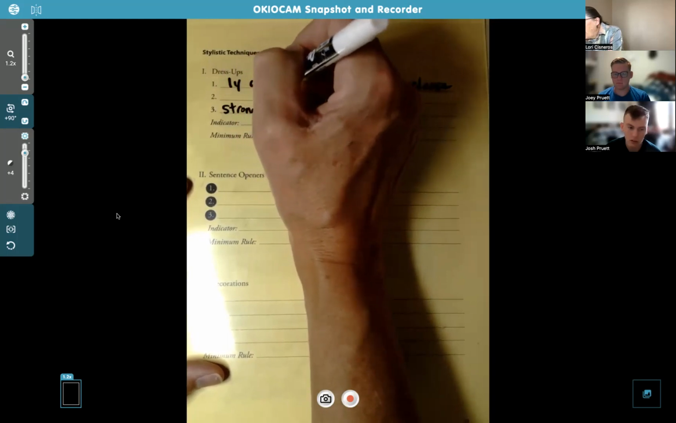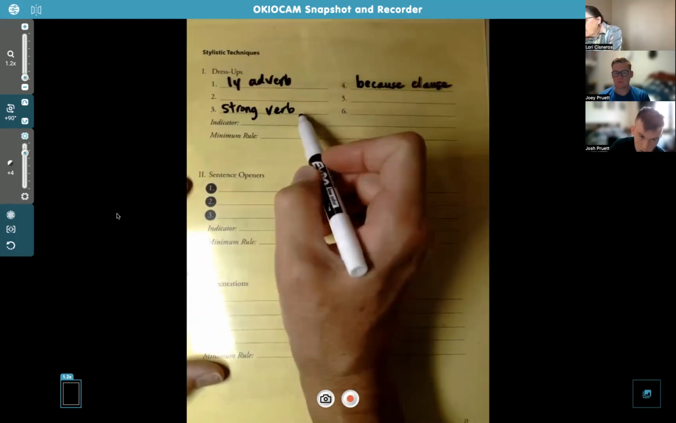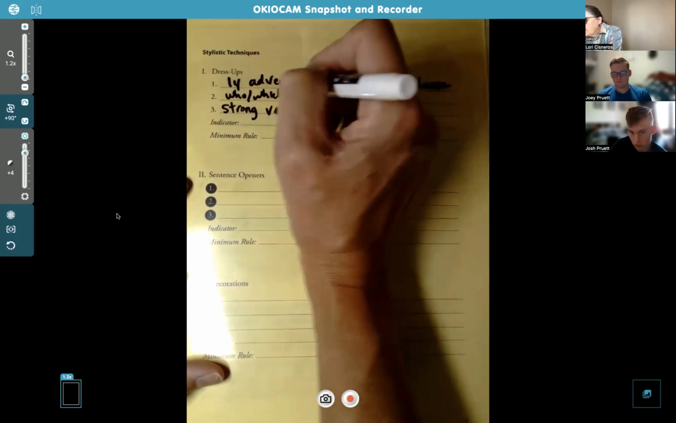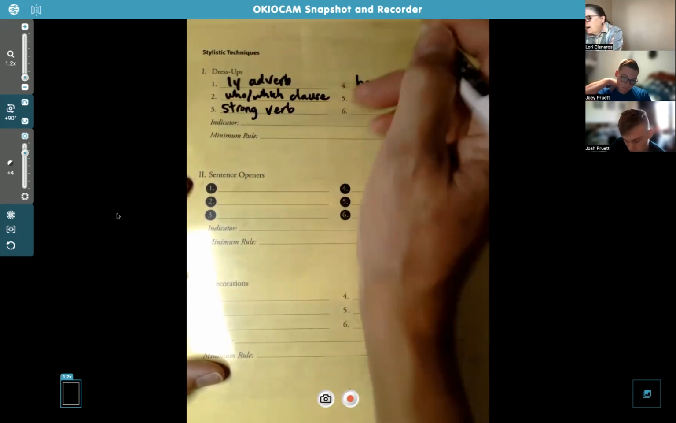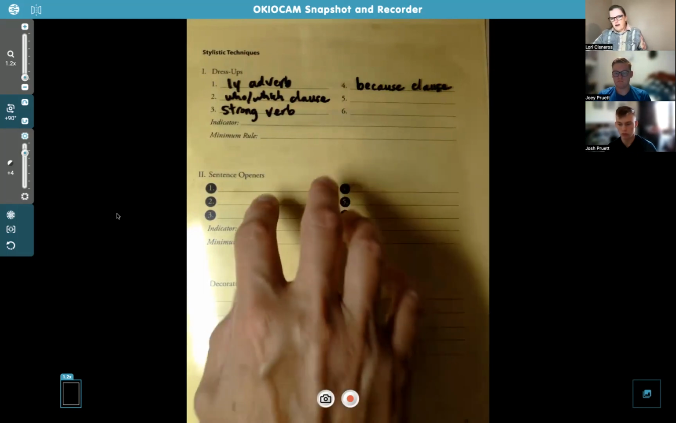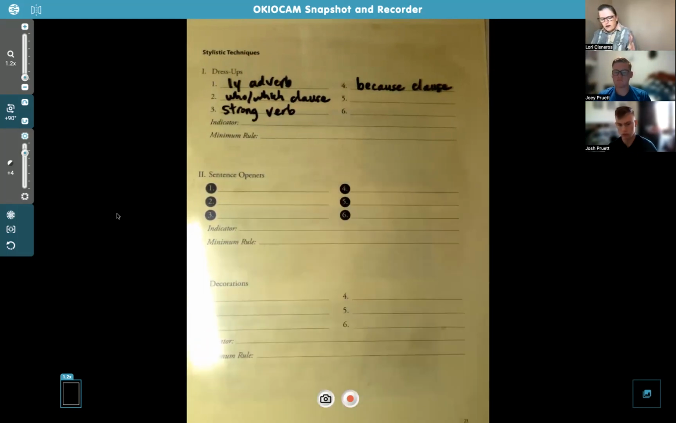Yes, and then you're gonna add for number 3, strong verb, number 4, because clause. Obviously, we're going through these much faster than we did last time in the class. That's because you pretty much already know what they are. So remember, strong verb is like that list of banned words. Those other words that we're putting there are considered strong verbs. And then the because clause obviously is telling why something is the way it is. Okay, got that? You guys good? That goes behind stylistic techniques.